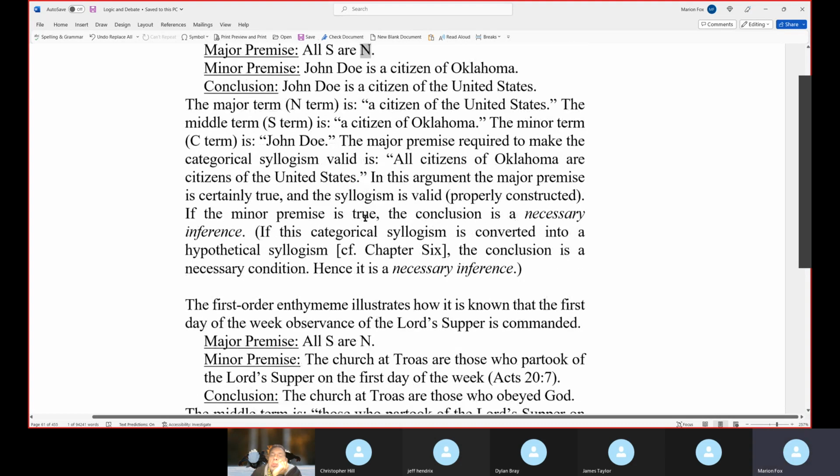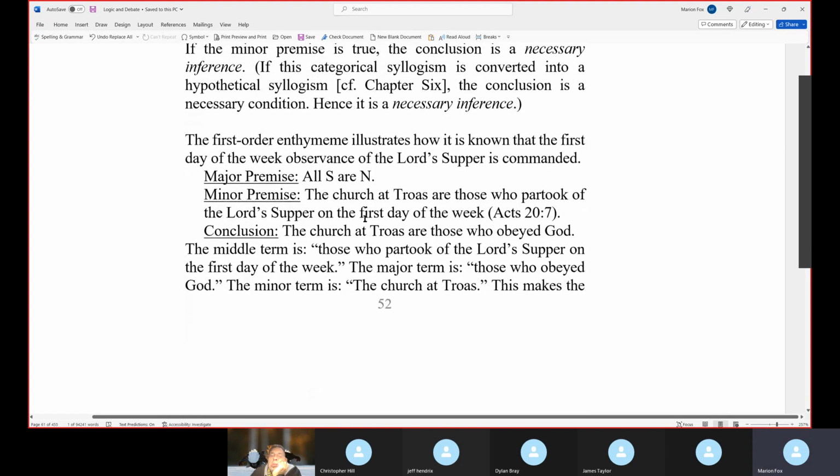Now, here's one. Let's take one now that's a little more down to earth. A first order enthymeme illustrates how to know that the first day of the week observance of the Lord's Supper is at least authorized, and I'll put commanded here. All S or N, and S means sufficient, N means necessary. When we get into chapter 6, I'll lay out what those mean. That's why I've used those letters. The minor premise is the church at Troas are those who partake of the Lord's Supper on the first day of the week, Acts 20, verse 7. So that's our minor premise.